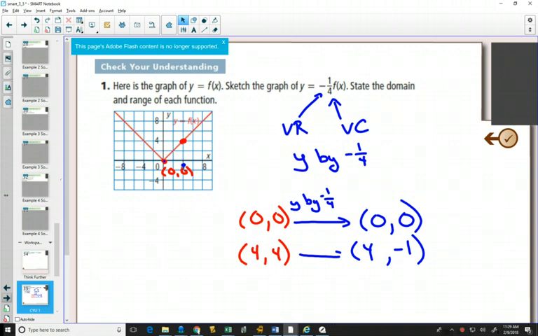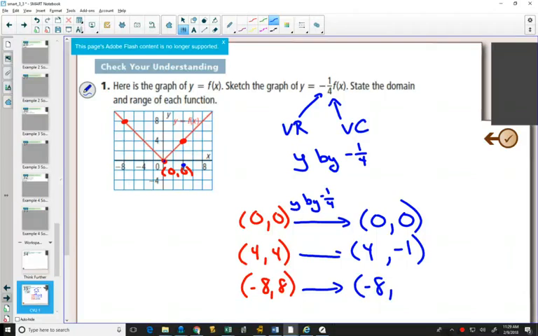If I wanted to do another point, another nice point, hey, I could do this one over here, 8, -8. If I did that point, no, sorry, -8, 8. If I did that point, and I multiplied my y values by -1/4, I'm going to get -2. So I'm going to go just down here. I can now connect my dots, and this is my new graph. Can you see the vertical reflection in your new graph? Can you see the vertical compression, that it has been squished towards the x-axis?